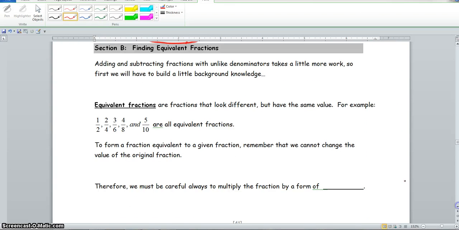Now we look here at section B, finding equivalent fractions. It says adding and subtracting fractions with unlike denominators take a little more work. So first we will have to build a little background knowledge.